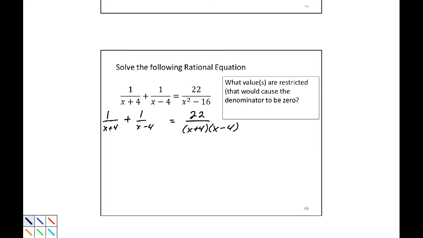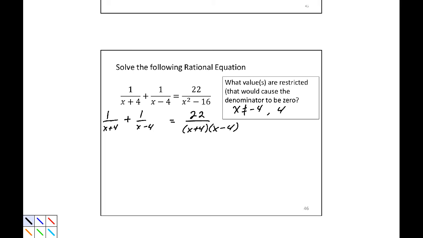Next, we want to check for restrictions in the denominator. And looking at each of these, it appears that x cannot equal negative 4 because of this x plus 4 term, and x cannot equal positive 4 because of that denominator. And then the last denominator has those two same expressions in them.